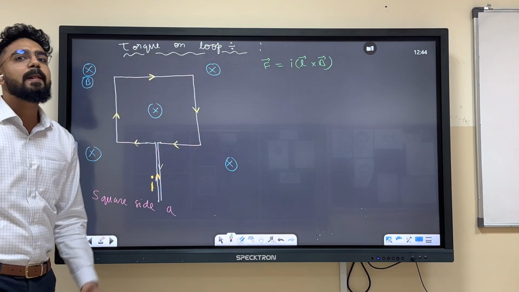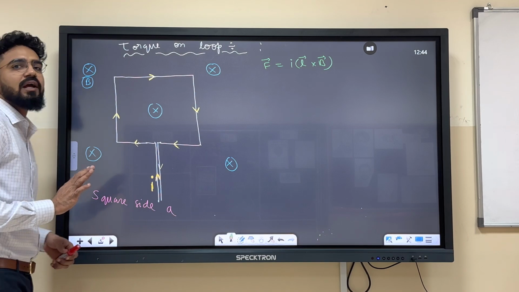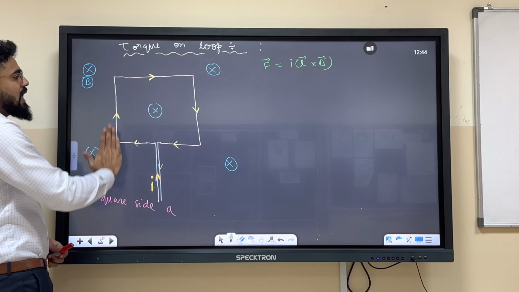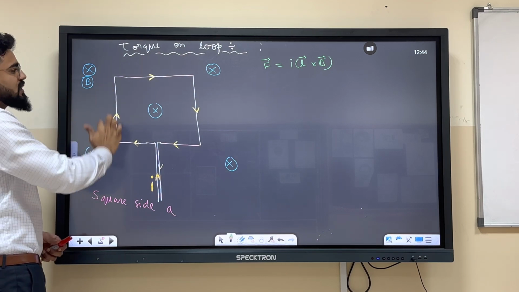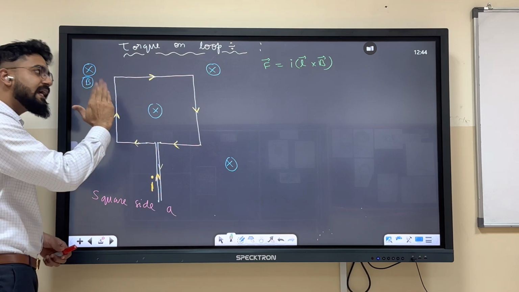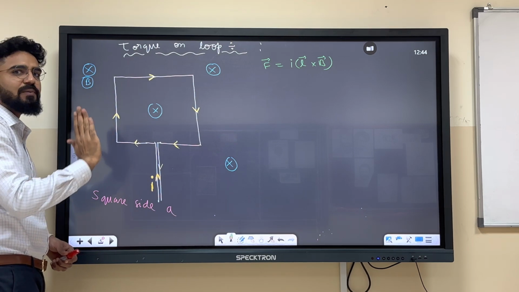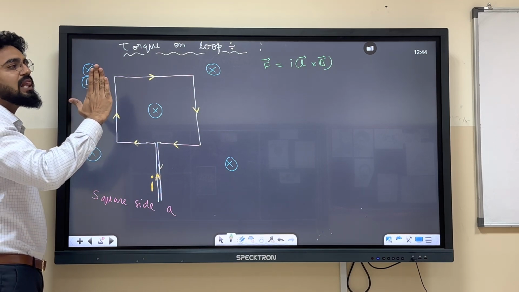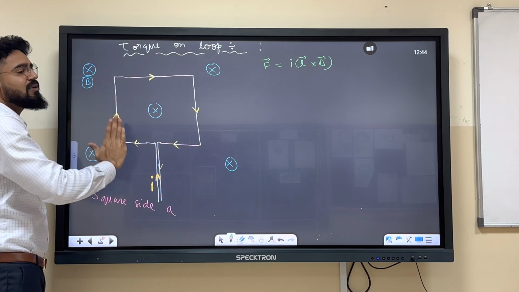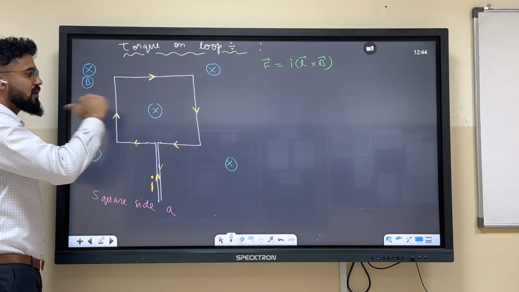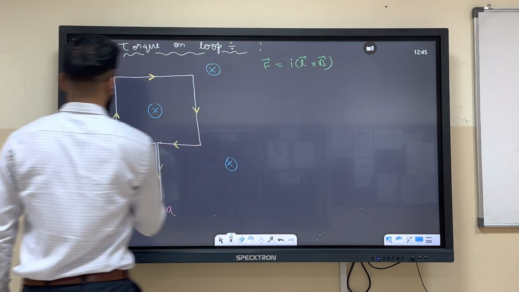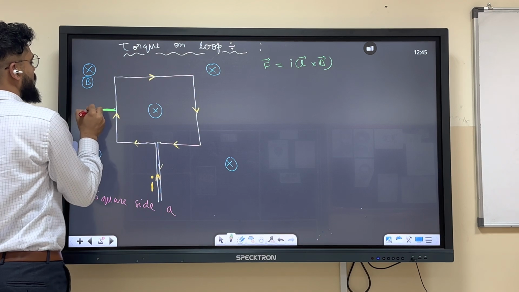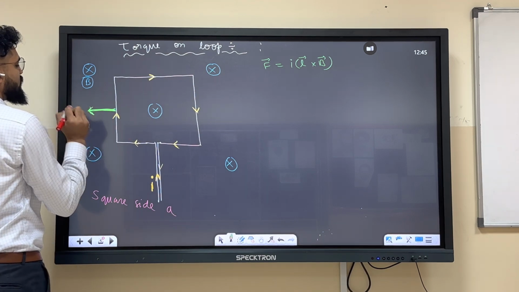So can we write down the force over here? Force will be I into L cross B. What is L? All these sides are A. I is in this direction. Where is B for this arm? Inside. So I will move my right hand like this and do the cross product. The direction of L and the direction of I will be the same. So the force on this arm will be in this direction. Correct? Let's call it force 1.